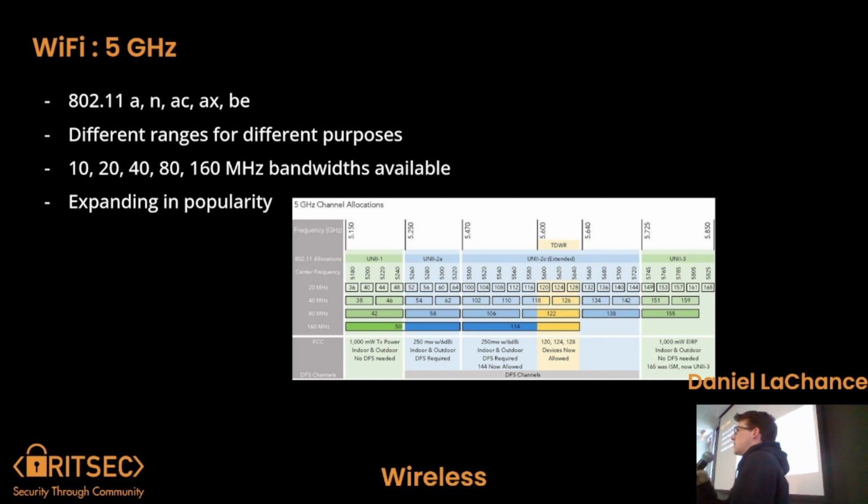As you may have noticed in the past couple of years, a lot more places have it. I live at the Lodge, and the Lodge has a 2.4 gigahertz channel and a 5 gigahertz channel. A lot of places have both of those. Pretty soon they're probably going to start just transferring to 5 gigahertz because it's faster. And it's like a Swiss Army knife. So you have different ranges for different purposes.